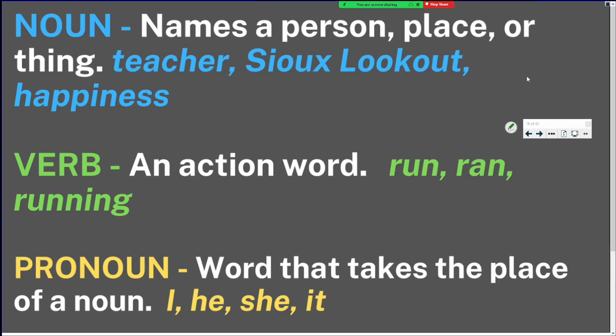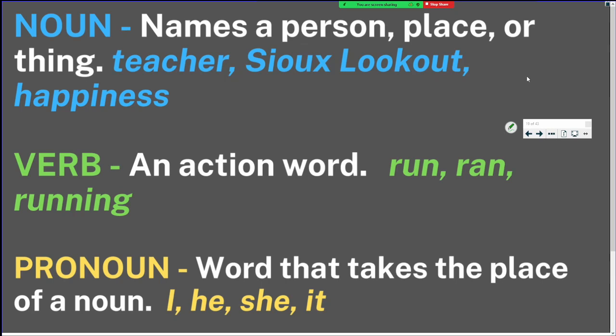Verbs are action words. Run, ran, running. They come in different tenses, so we'll talk about that later, but they are the action words. They describe doing things. Pronouns, these are words that take the place of a noun. So I, he, she, it, right? My dog's name is Snowy. He loves to run in the snow, right? My wife's name is Natalie. She is a lawyer, right?